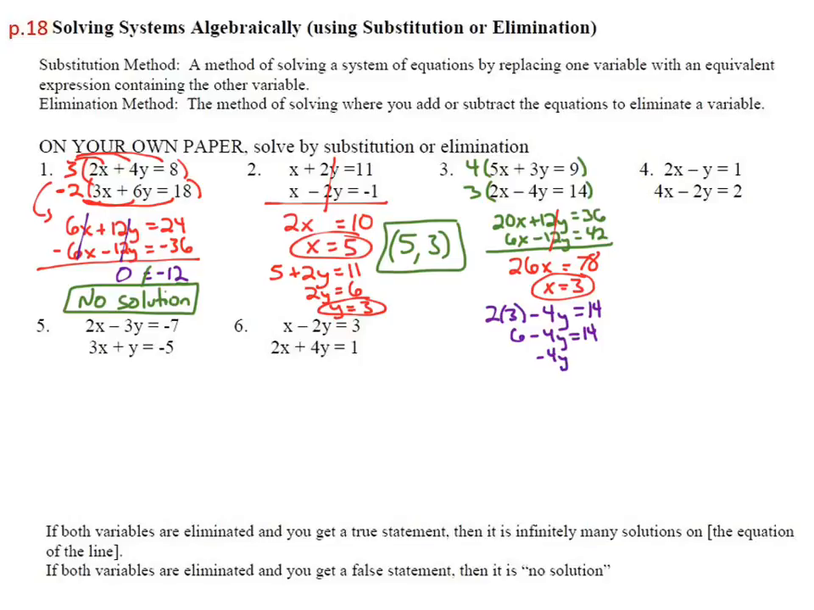So negative 4y will be equal to, we're subtracting 6 from both sides, so it's going to be equal to 8. And then dividing both sides by negative 4, we'll get negative 2 for y. So that means our solution for number 3, I'll write it up here, let's see, we'll put it right here, will be (3, negative 2). And there's number 3.